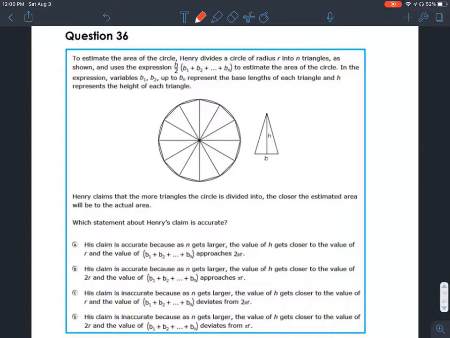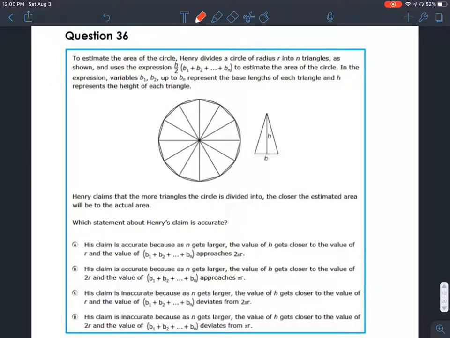Question 36 from the Ohio Geometry Spring 2019 release questions. This one is a doozy. To estimate the area of a circle, Henry divides a circle of radius r into n triangles. So an unknown number of triangles. We don't know how big the circle is.